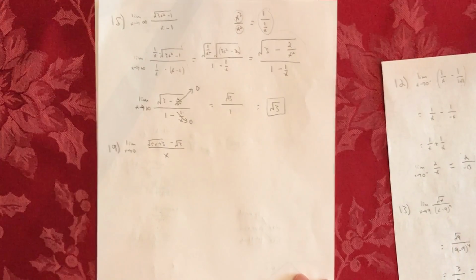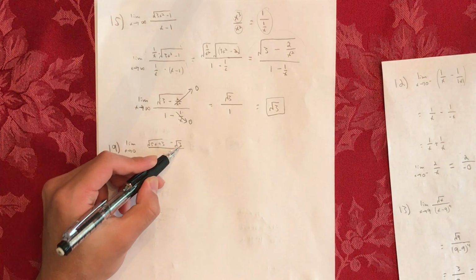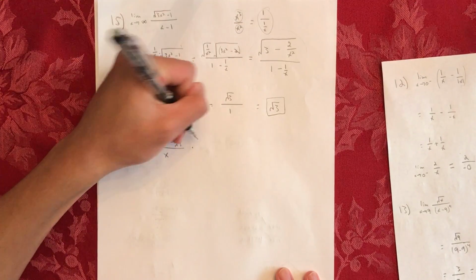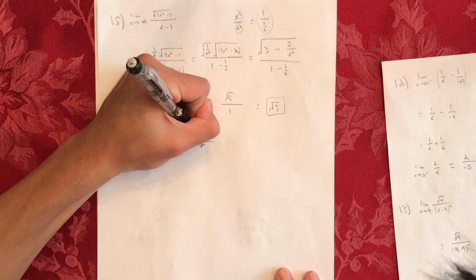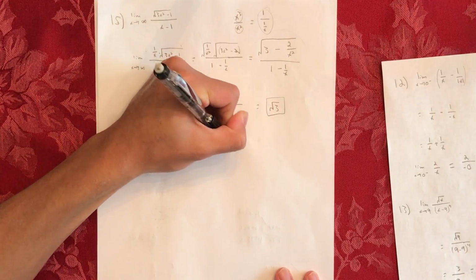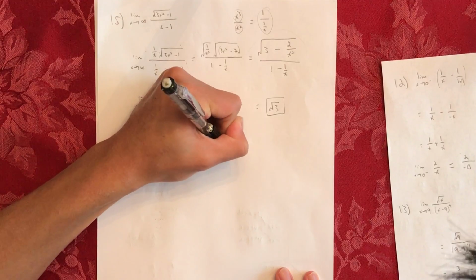For 19, it is testing your ability to do the conjugate thing where you multiply by the opposite. So you can first probably guess that that's what they want, because this is plus 3, this is minus 3, and so it'll cancel out eventually. So what you do is you multiply the top and the bottom by square root 5x plus 3 plus square root 3 over square root 5x plus 3 plus square root 3.